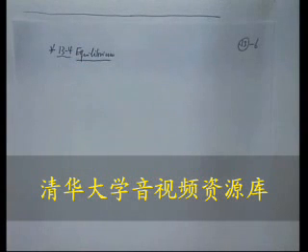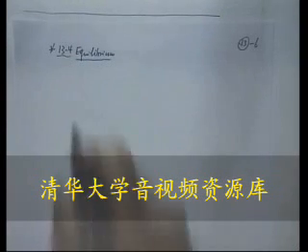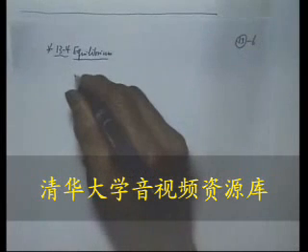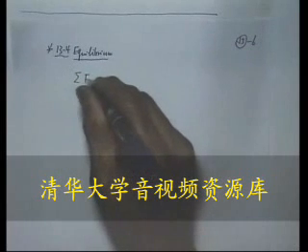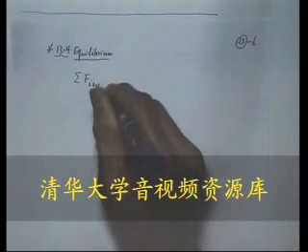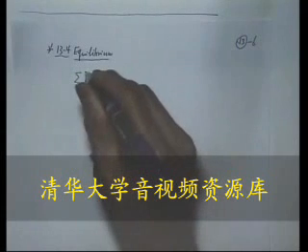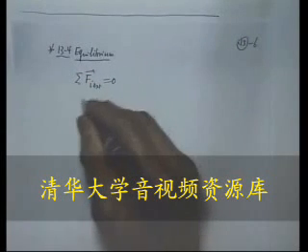Now, if we have a static situation, that means no motion. That means all time derivatives are zero. In that case, acceleration is equal to zero. So we have two formulas. One is the sum of Fi external, that, of course, includes gravity, is equal to zero.